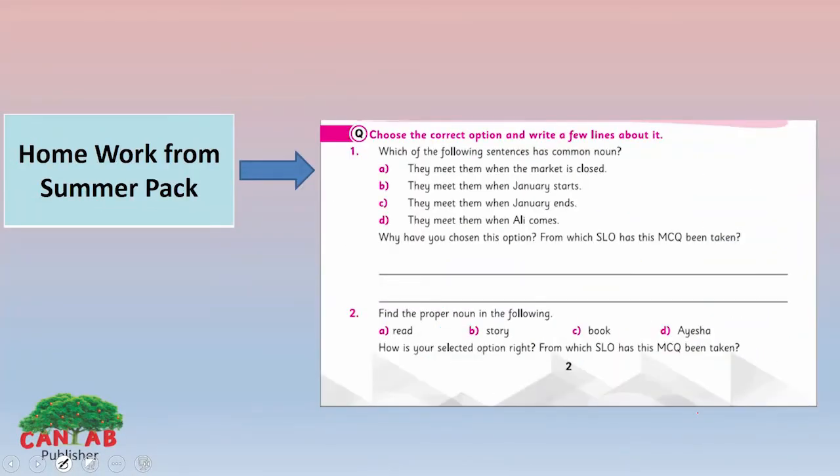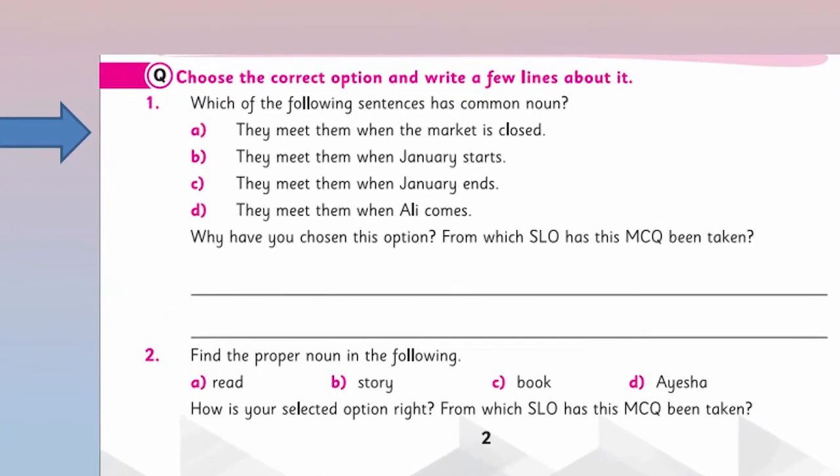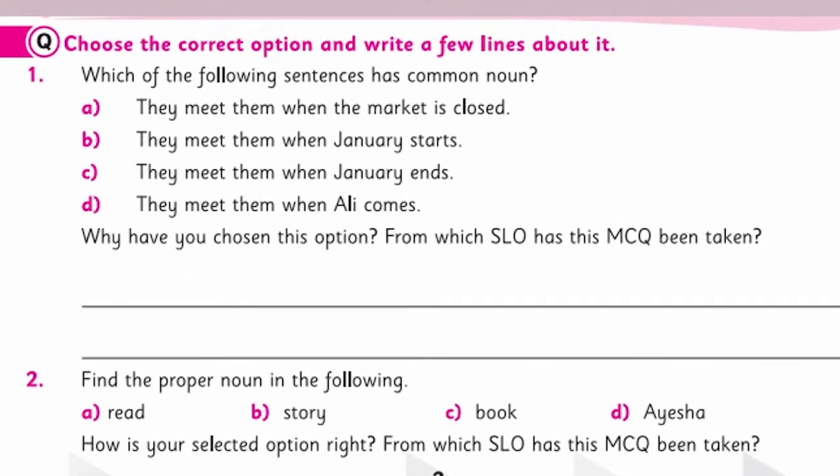Dear student, this is your homework from summer pack. What you need to do: first read the question, choose the correct option and write a few lines about it. Which of the following sentences has a common noun? You have to choose the right one here. Why have you chosen this option? From which SLO has this MCQ been taken? You have to write a few lines about it here.